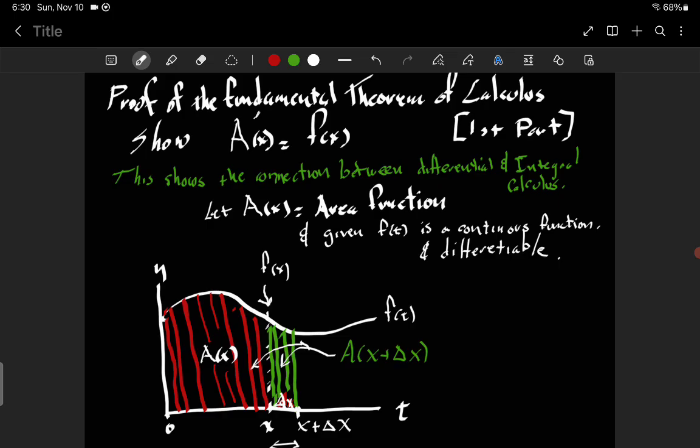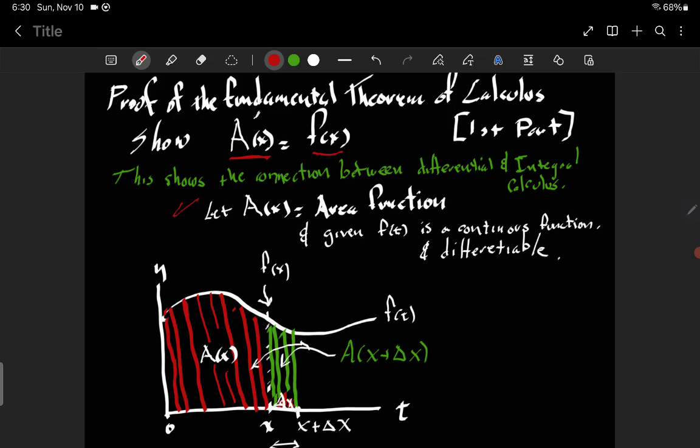So this is the first part, and what I'm trying to show is that for some capital function, I call it the area function, the derivative of the area function is equal to the original function. In other words, A of x is the antiderivative of f of x. And this really shows the connection between differential calculus, that's derivatives, and integral calculus. Okay, so let's start here first.